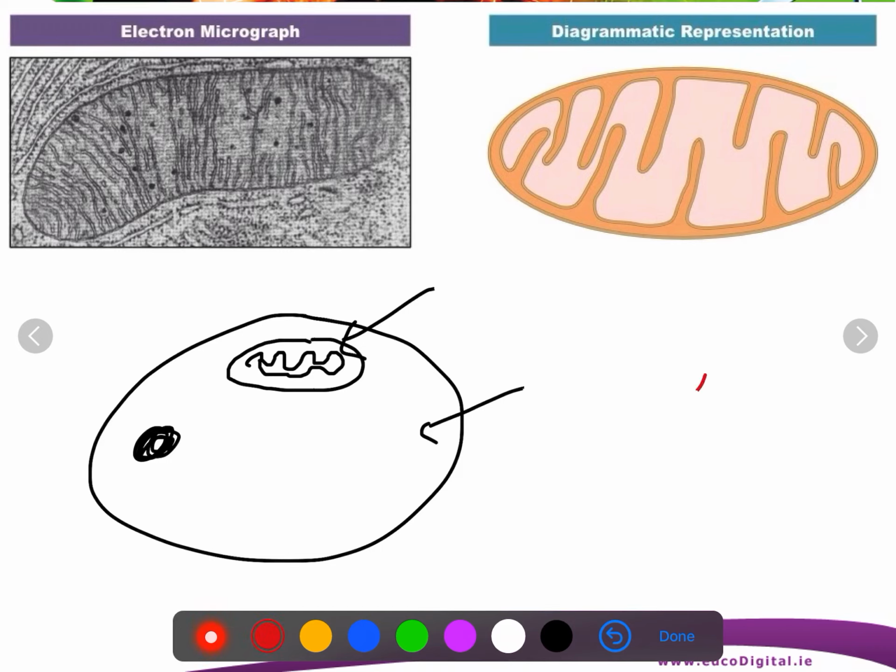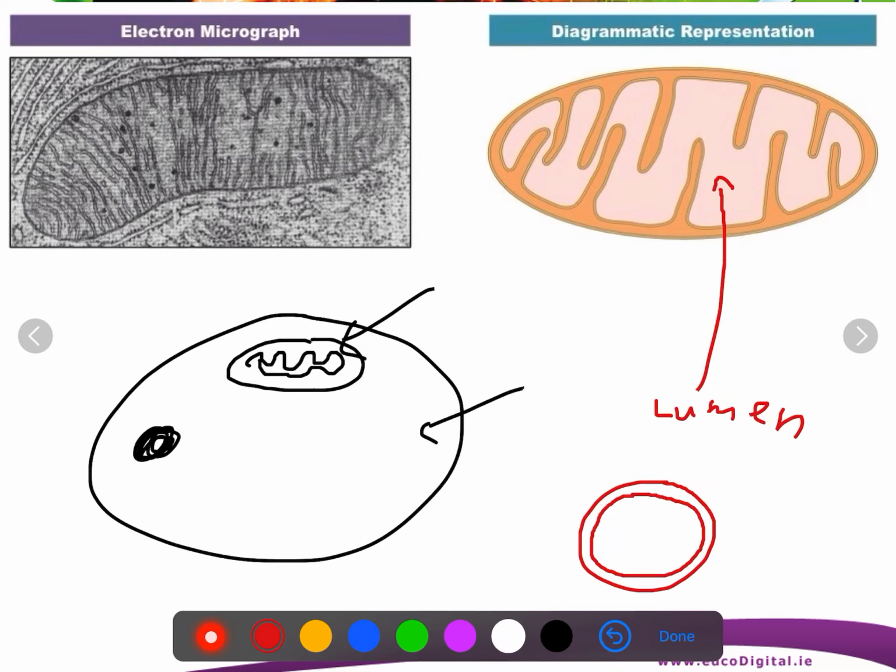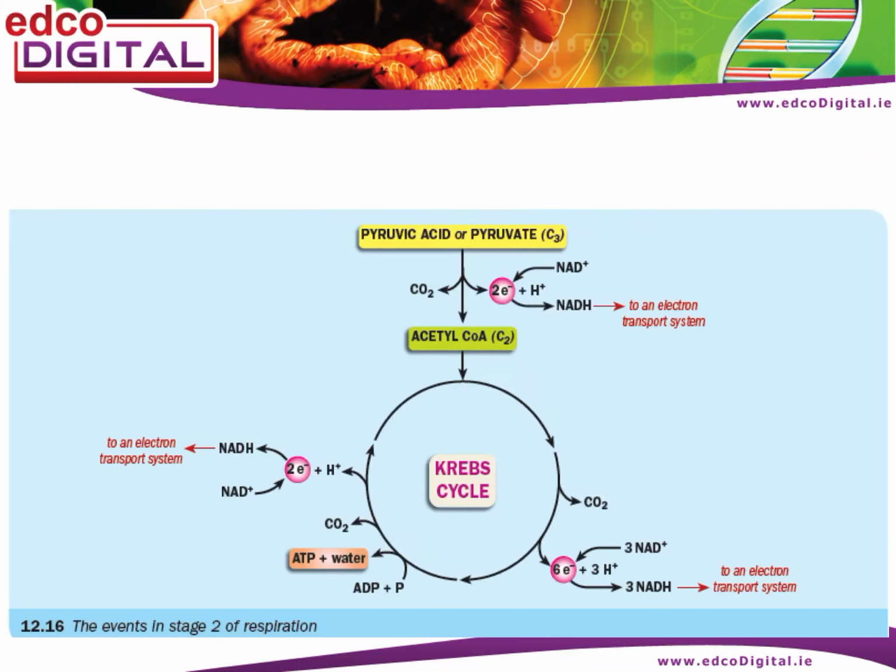The Krebs cycle occurs in the lumen of the mitochondrion. If you remember from when we did blood, if I'm cutting straight through what we'll call a vein, because of the thin walls, and looking from the side, the middle away from the edges is called the lumen. Same here, this middle part of the mitochondrion is called the lumen. So the Krebs cycle occurs in the lumen.